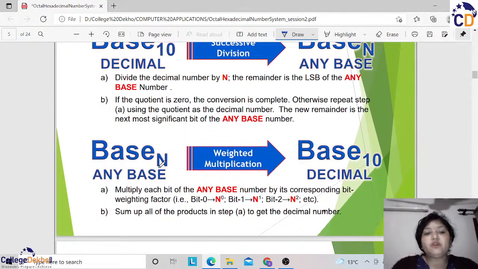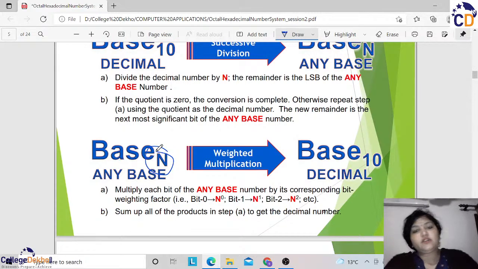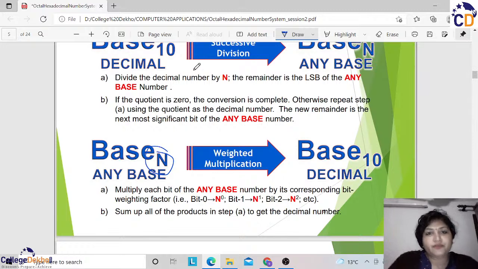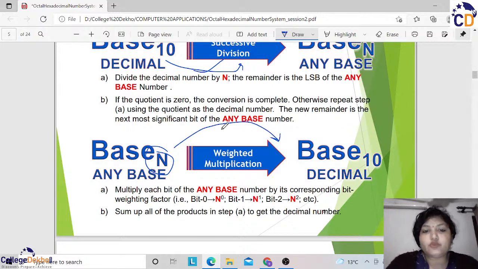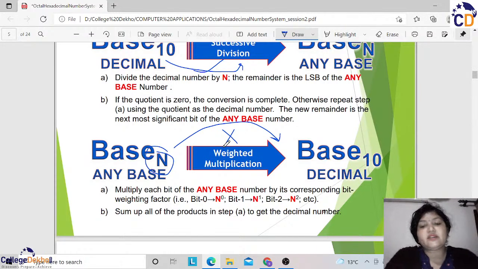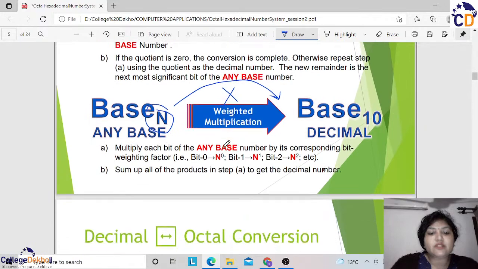If you are converting from any base, it could be octal, binary or hexadecimal, you can take any base, but these are the two formulas. If you are converting decimal to any base, you have to use the division part. And for converting from any base to decimal, you have to use multiplication. These are the two basic rules, you may say the basic concepts for the conversion. Right. So let us take some examples.